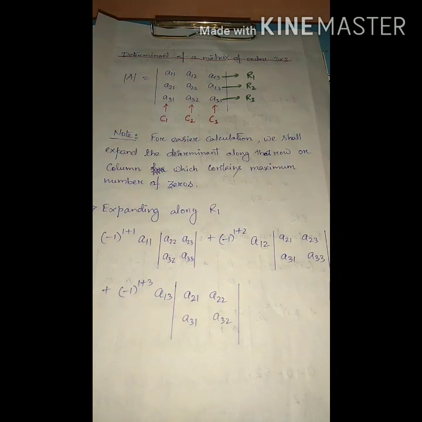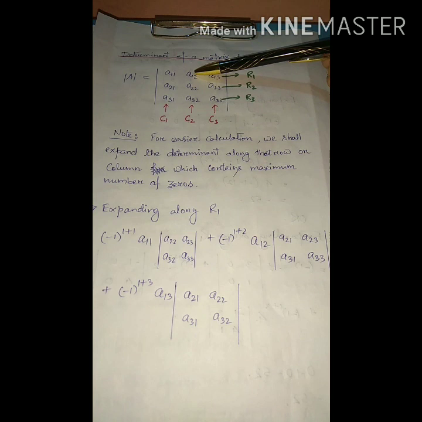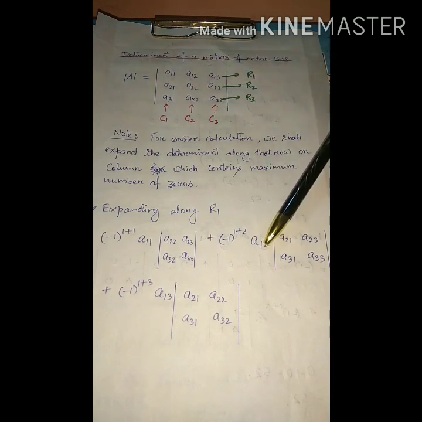Then next, the same process we have to apply for the second one. So expanding along R1, the second element is 1, 2. So that's why we have to write minus 1 to the power 1, 2. What is the meaning? If you just remember, this one is first row, second column. So minus 1 to the power row plus column, 1 plus 2. Is it clear? So here the element is A12, so we write A12 here.